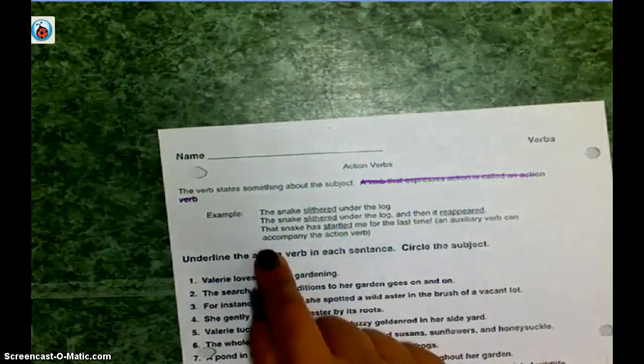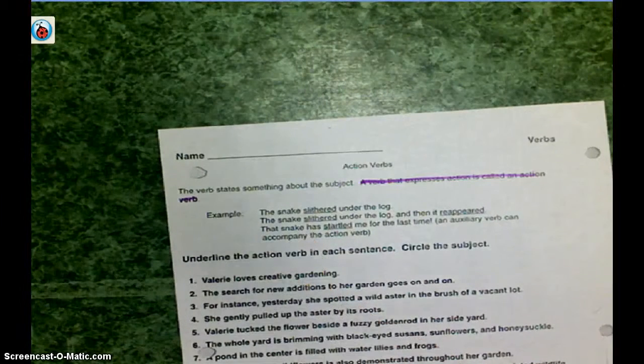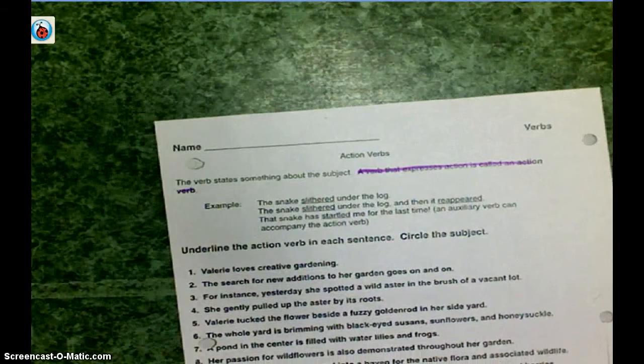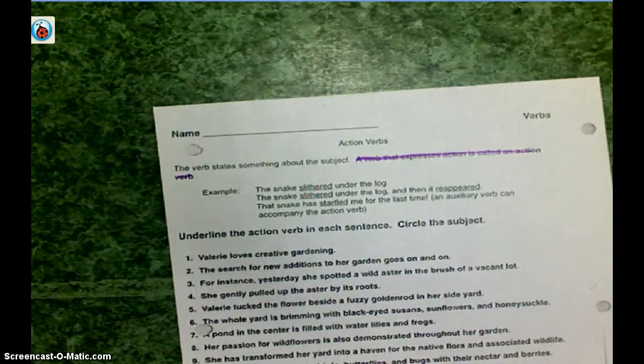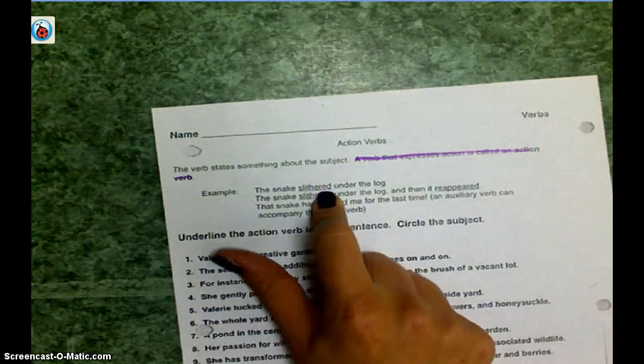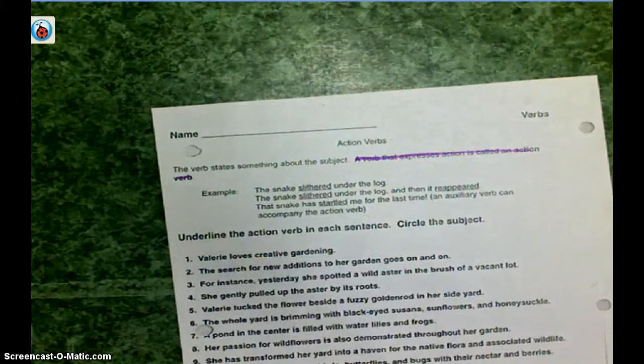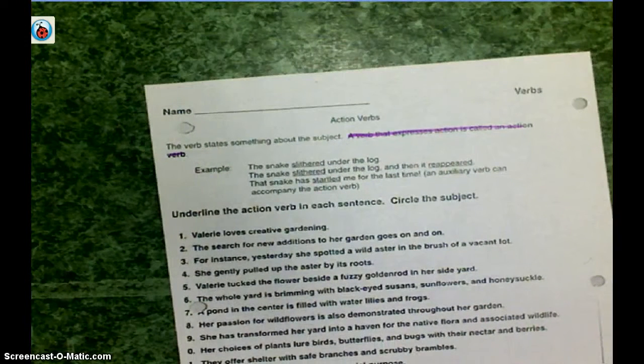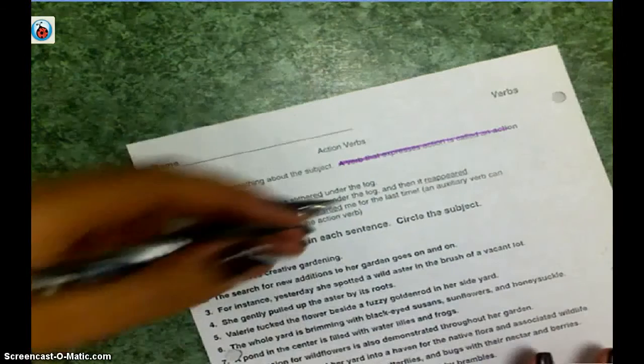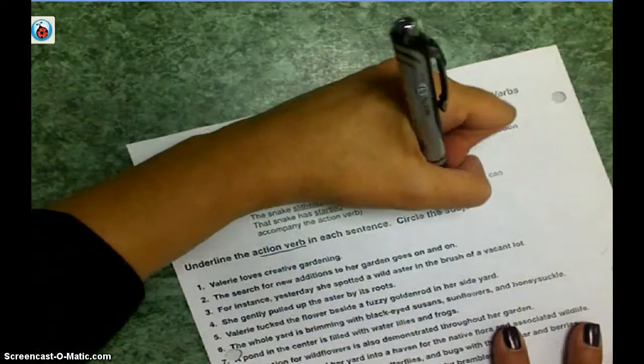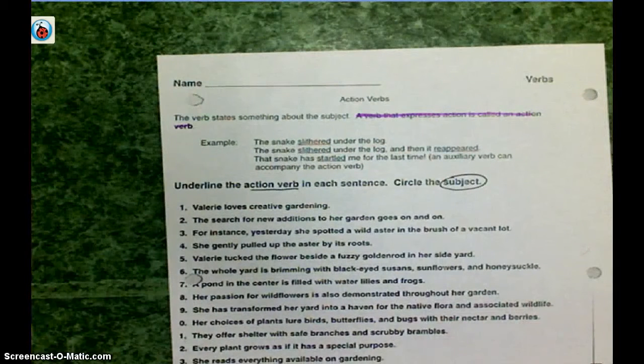An auxiliary verb can accompany the action verb. So we see that here. So the snake slithered. When did the snake slither? Today? Yesterday? Today the snake slithers. Yesterday it slithered. So this is your past tense, your ED verb in the past tense. Okay? So this is really, really easy, and it should be review, ladies and gentlemen. What we're doing is we are going to underline the action verb and circle the subject. So we're asking who or what did it? What did it do, right? Okay, so ladies and gentlemen, we're going to do 1 through 5 together.